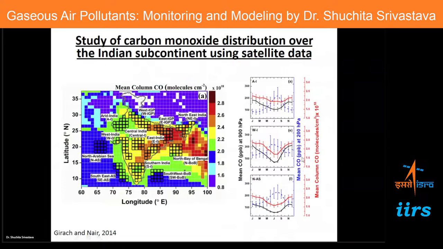And at 200 hPa, what happens? Strong convective activity takes place over the Indian region, and that transports near-surface values to the top of the atmosphere. That is why the value slightly increases at that altitude.